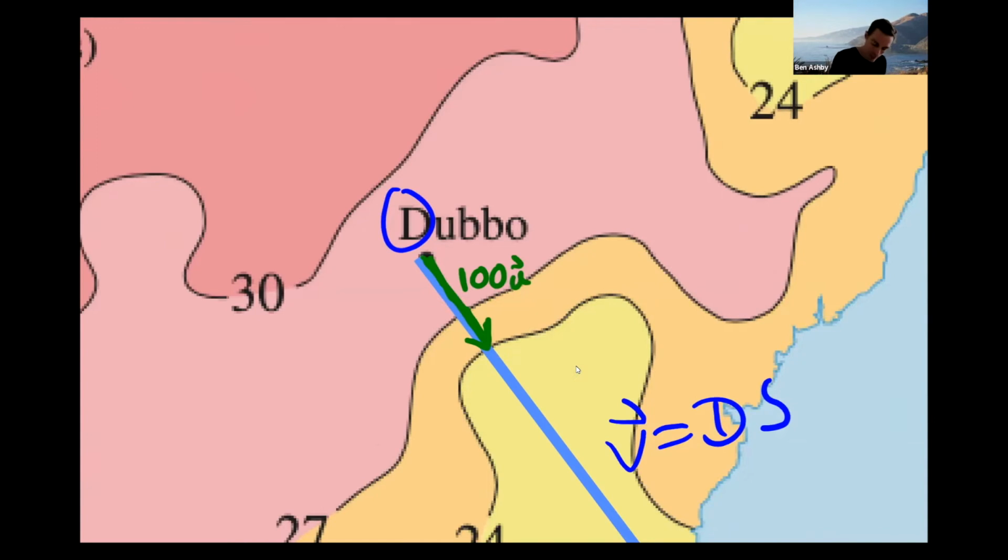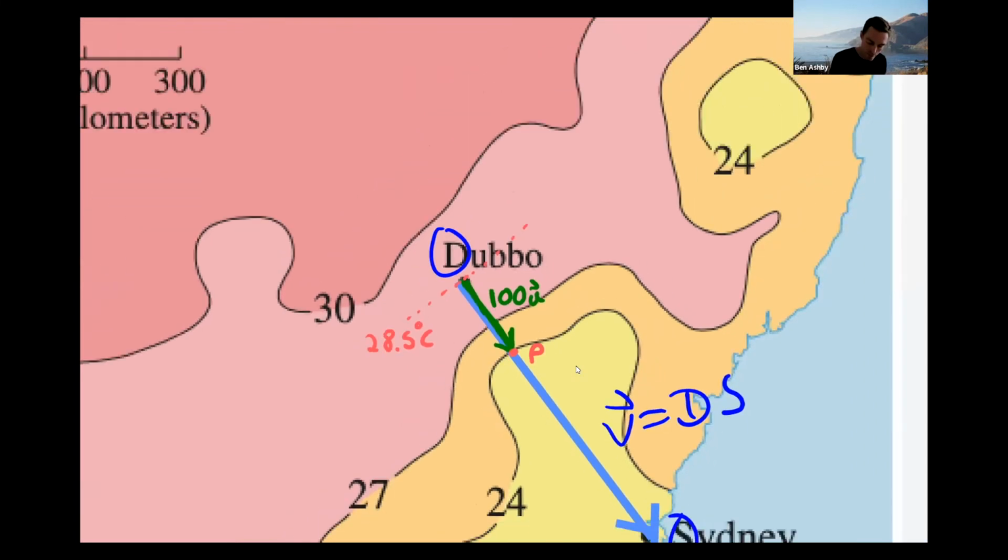And so from here, we can estimate what the temperature is roughly in Dubbo. Somewhere between 27 and 30, say it's about 28.5 degrees C, because it's a little bit close to the 30. And let's call this point here P. And this we know is on a level curve. So temperature here is 24 degrees C.